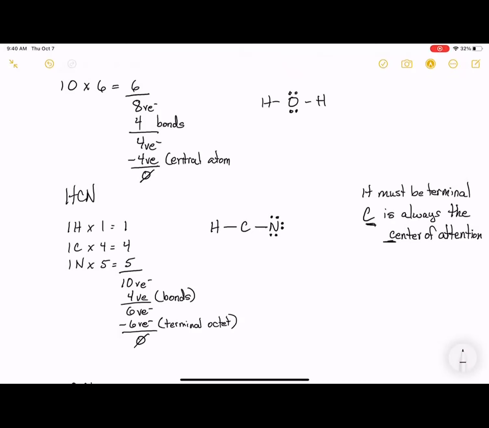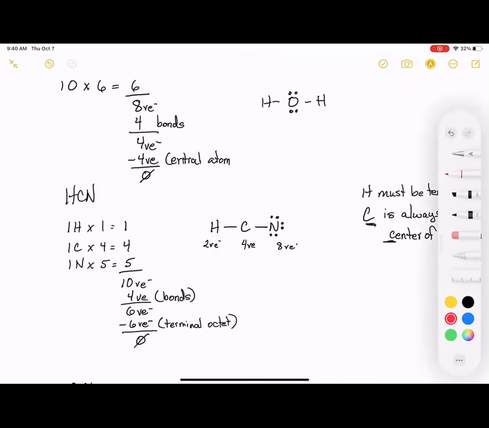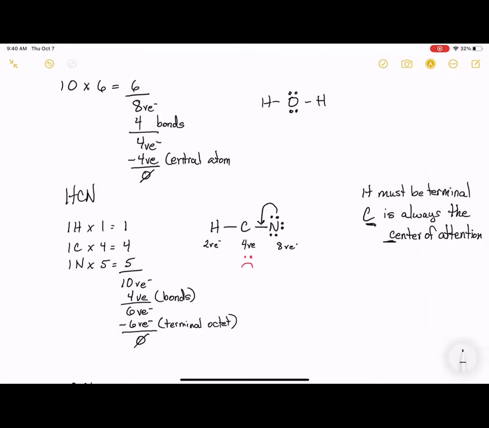Our hydrogen has its octet, it has 2 valence electrons. Our nitrogen has an octet, it has 8 valence electrons, but our carbon currently only has 4 valence electrons. Carbon must have 8. So you go back to step 4. If atoms lack an octet, you start making multiple bonds. So we're going to bring in a whole pair of electrons from that nitrogen. And when we do so, we get this structure.